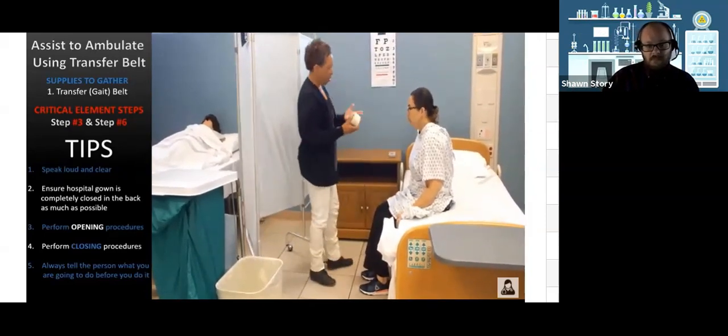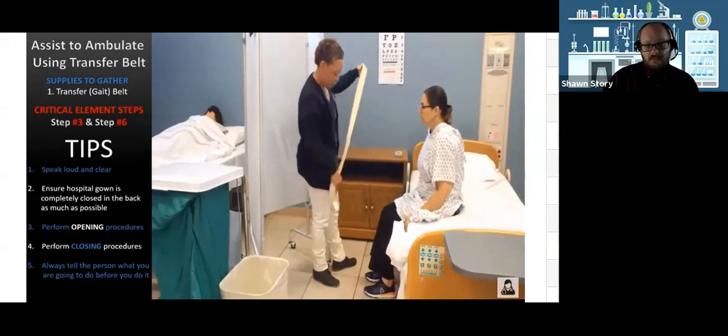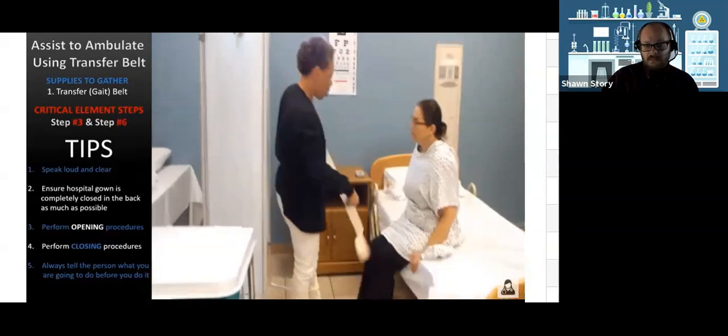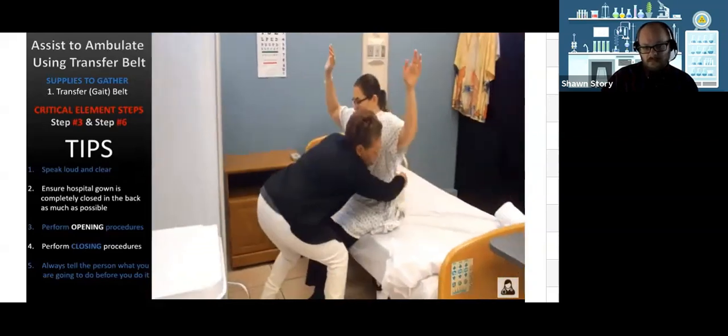Okay, Ms. Carla, this is a gait belt. Some people call it a transfer belt. I'm going to go ahead and put this on you, okay? If you could raise your arms for me.